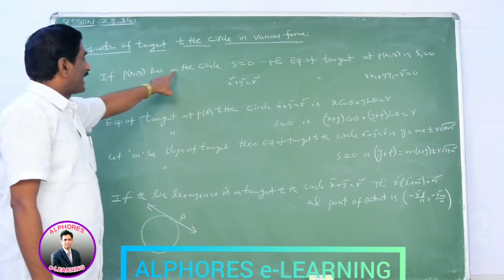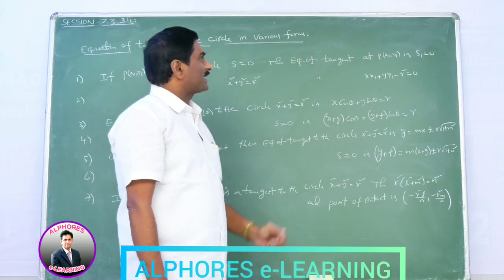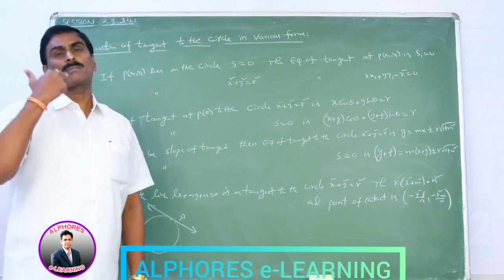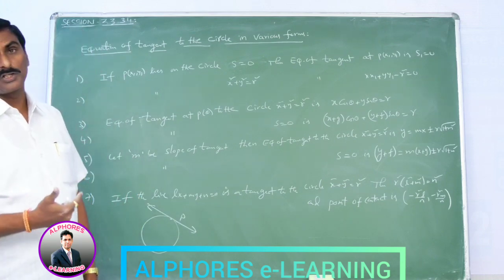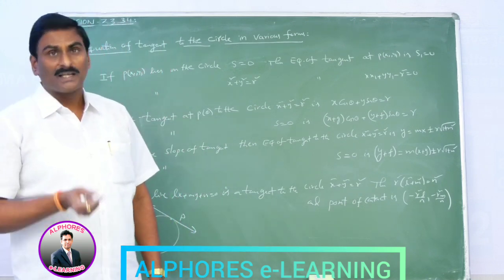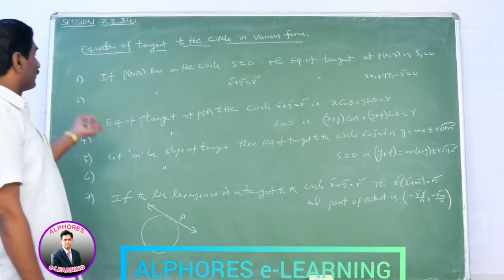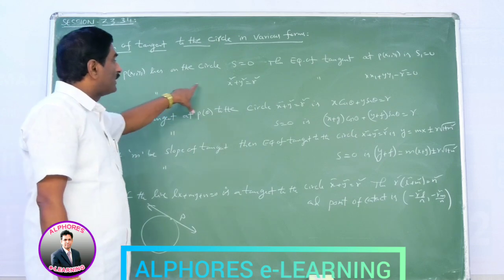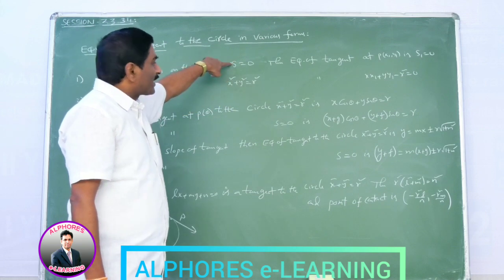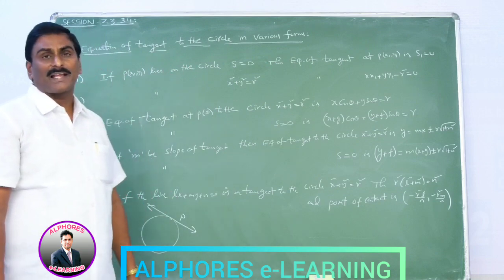If P(x1, y1) lies on the circle S = 0, then the equation of the tangent at P(x1, y1) is S1 = 0. S means x² + y² + 2gx + 2fy + c = 0. S1 means xx1 + yy1 + g(x + x1) + f(y + y1) + c. Next, if the point P(x1, y1) lies on the circle x² + y² = r², here the center of the circle is (0, 0). In the previous case, the center of the circle is (-g, -f). In this case also, the equation of the tangent is S1 = 0.